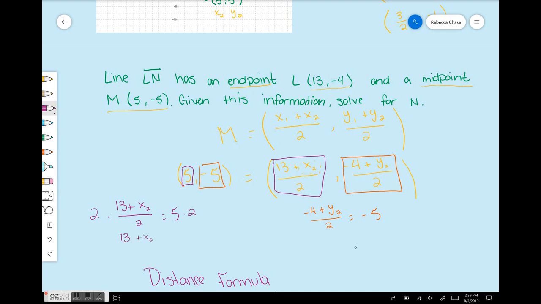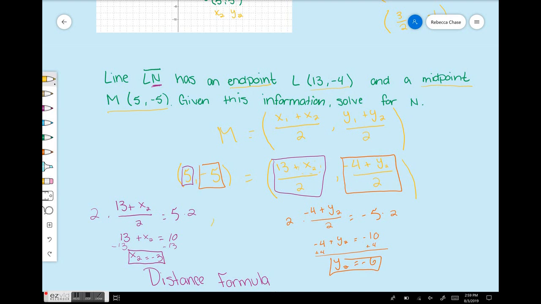So I'm going to multiply by 2 on both sides. I'm going to get 13 plus x equals 10. Subtract 13 from both sides. I'm going to get x sub 2 equals negative 3. So that gave me the x value of my other endpoint. Then I'm going to do the same thing for this equation. Multiply by 2 on both sides. So negative 4 plus y equals negative 10. Add 4 to both sides. So I'm going to get y sub 2 equals negative 6.